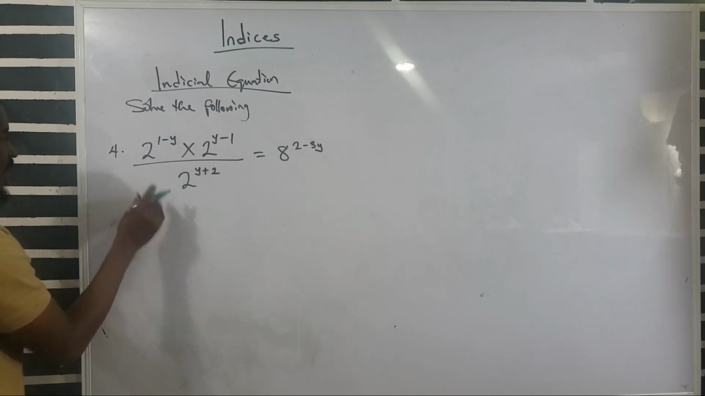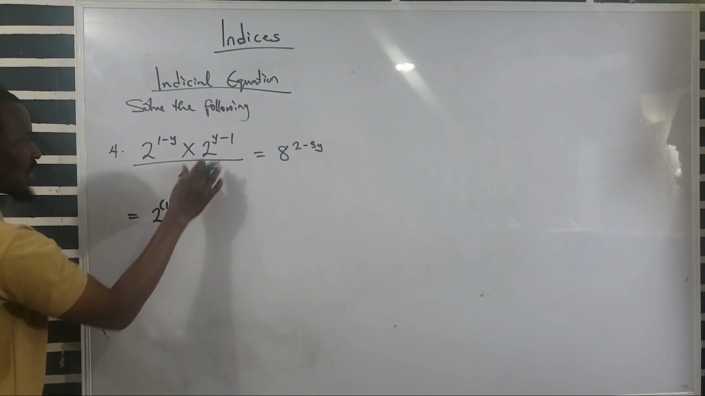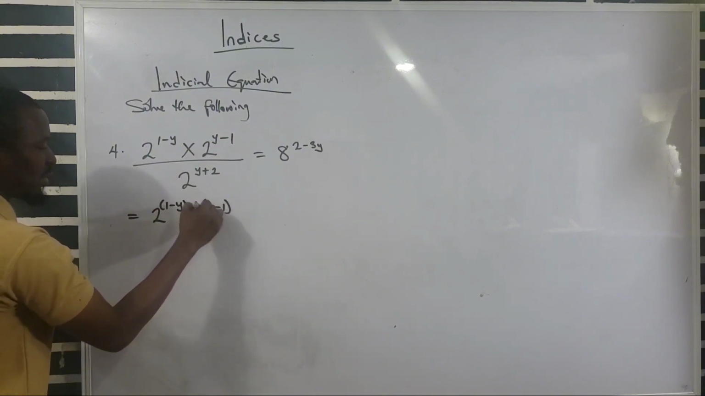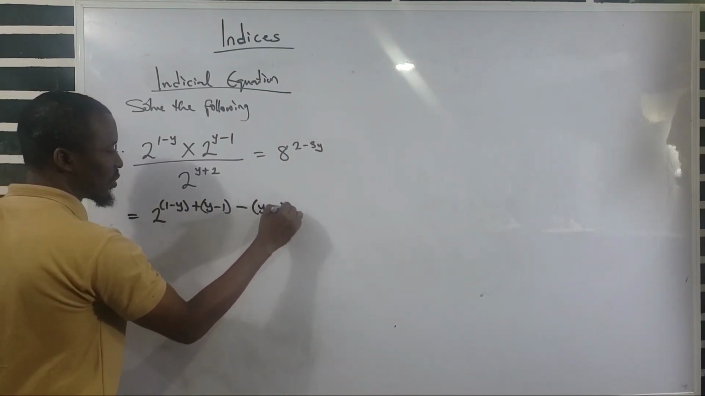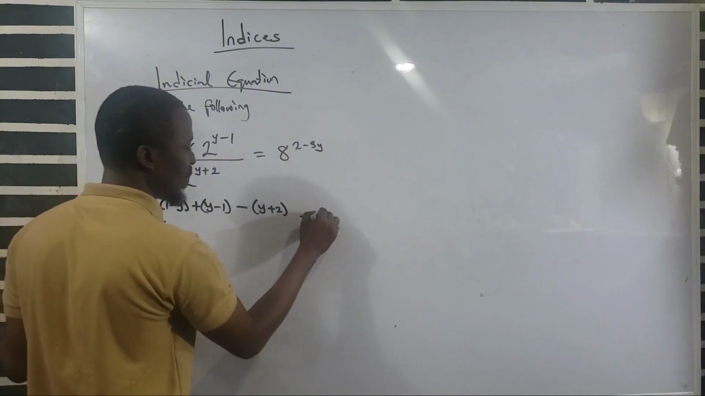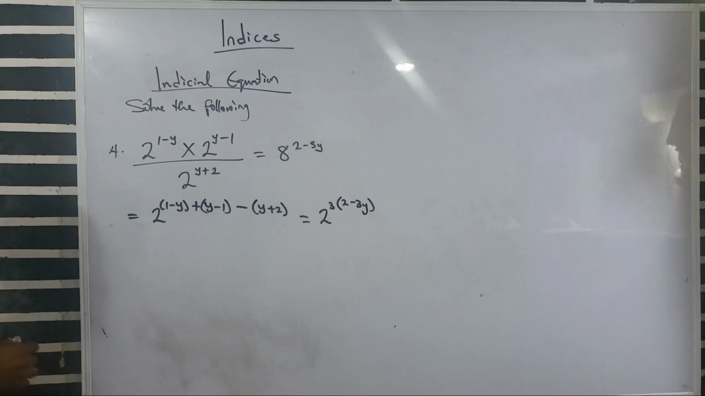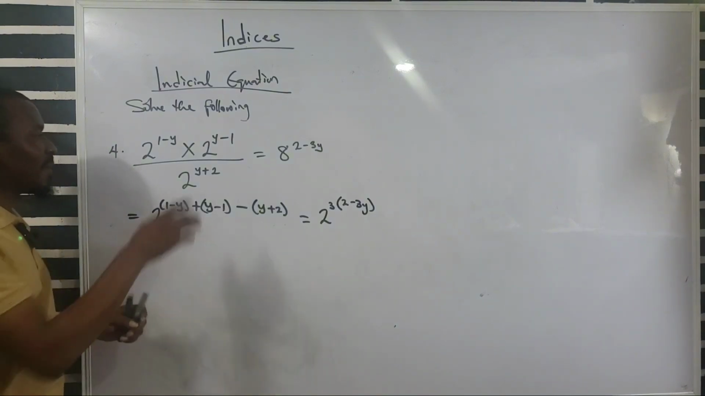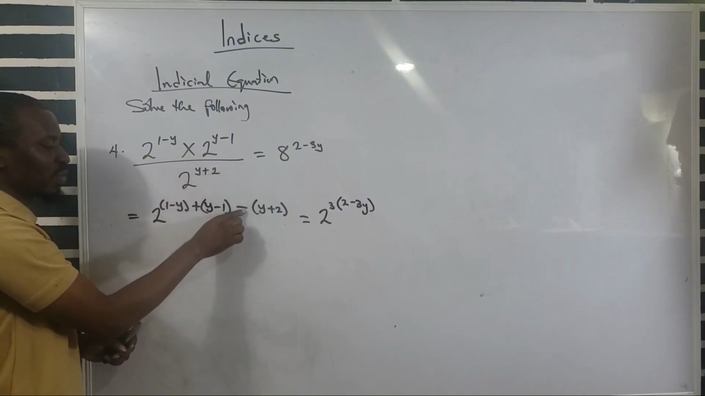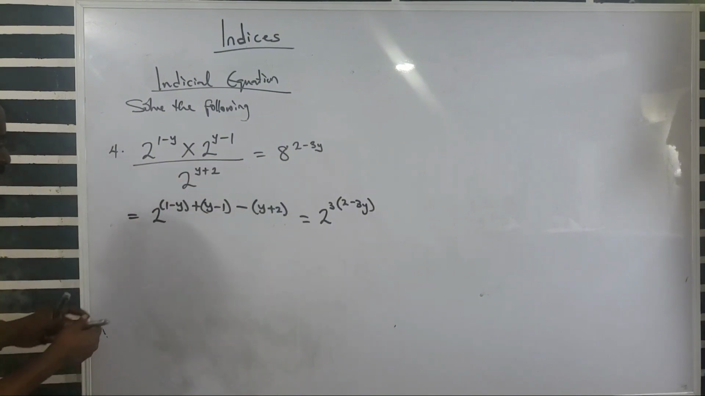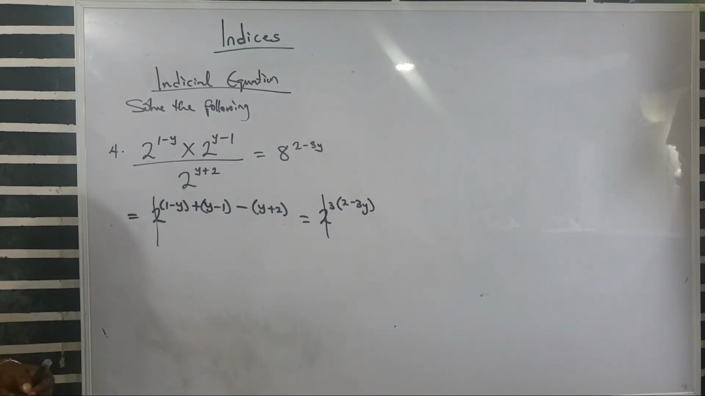So these two will give us 2 into 1 minus y plus y minus 1. Then this one will give us minus y plus 2 equal to this one here, which will give us 2 raised to power 3 into 2 minus 3y. I hope that you are able to follow what I did. These two is addition, division, this over, so it's division. Division is what? Subtraction. Now, since I have this, I can cancel this and this. The bases are the same, therefore the indices are equal.